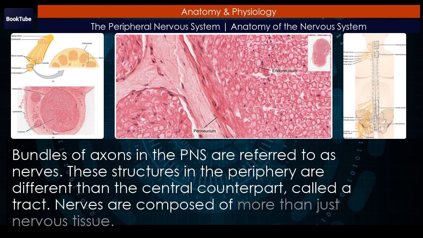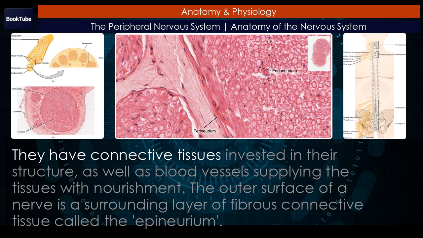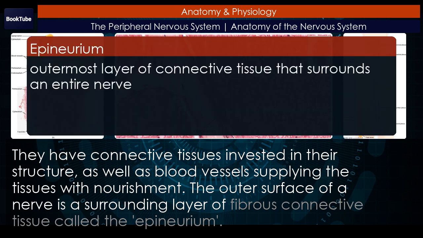Nerves are composed of more than just nervous tissue. They have connective tissues invested in their structure, as well as blood vessels supplying the tissues with nourishment. The outer surface of a nerve is a surrounding layer of fibrous connective tissue called the epineurium.